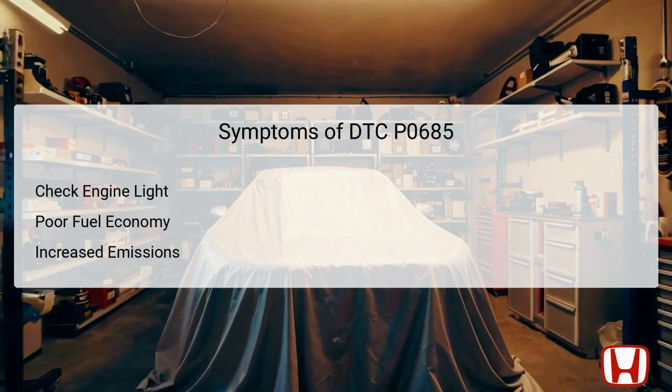When DTC P0685 is triggered, several symptoms may be observed that indicate problems with the AF sensor. The most immediate sign is the illumination of the check engine light on the dashboard, alerting the driver to a potential issue. Additionally, since the AF sensor plays a crucial role in fuel-to-air ratio management, drivers may experience poor fuel economy as the engine struggles to maintain optimal performance levels. This malfunction can also result in increased emissions, as the vehicle may not be able to burn fuel efficiently. Recognizing these symptoms can lead to timely diagnostics and repairs, helping maintain vehicle performance and regulatory compliance.